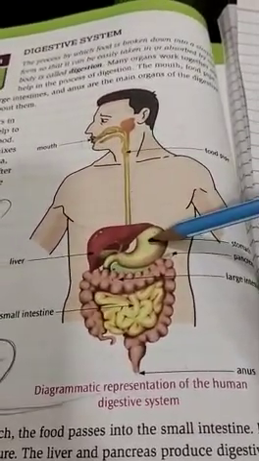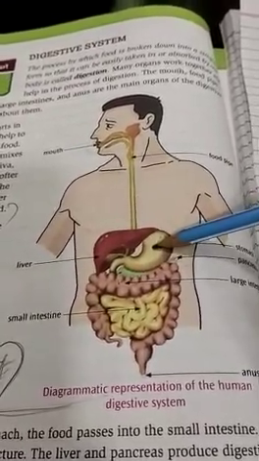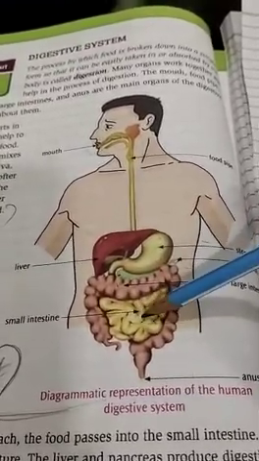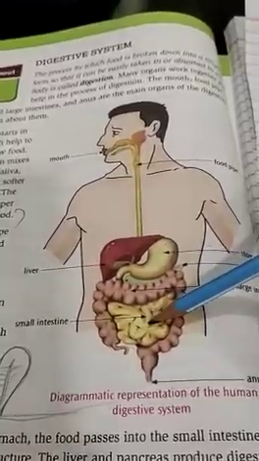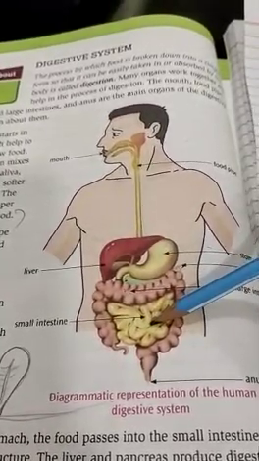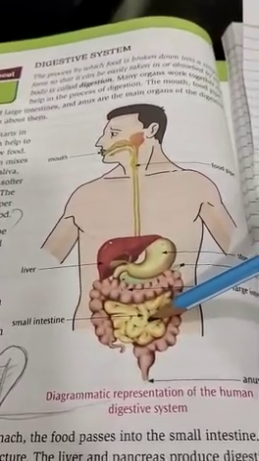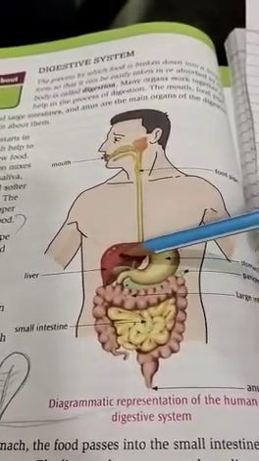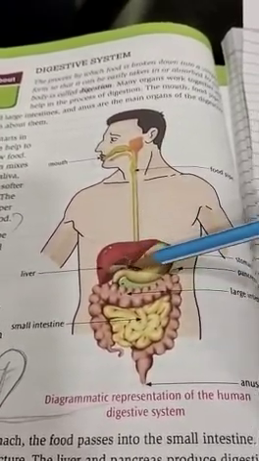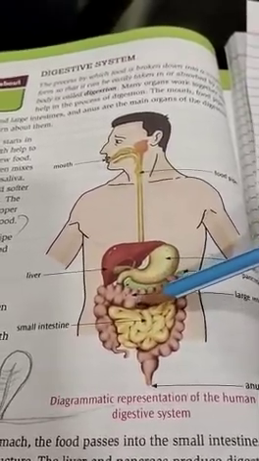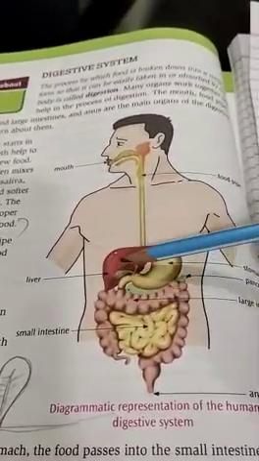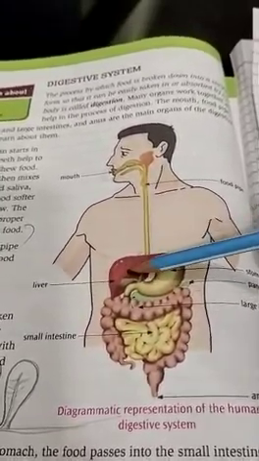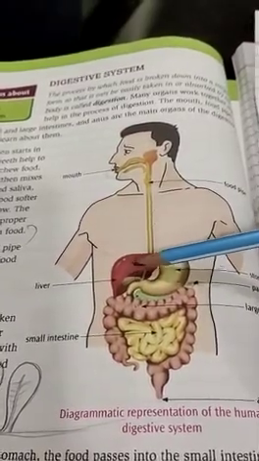Now, the food goes into a highly coiled tube called the small intestine. The small intestine receives secretions from the liver and the pancreas. Secretion means juices. Now, the liver secretes bile juice, which helps in digestion of fats, proteins, and carbohydrates present in our food.